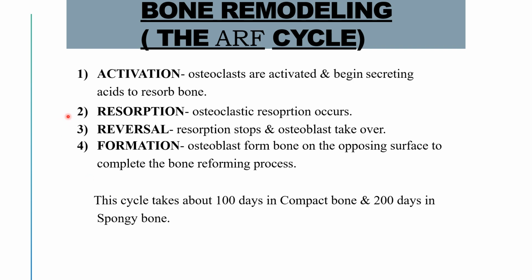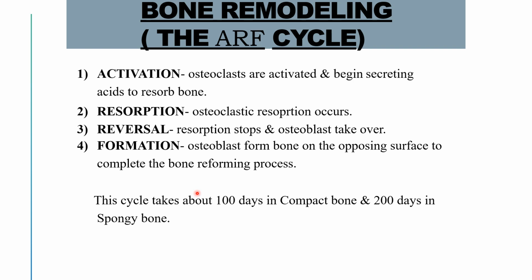So the ARF cycle of bone remodeling is: A is activation. Osteoclasts are activated and begin secreting acids to resorb bone. R is resorption and reversal. Resorption is when osteoclastic resorption occurs, and reversal is when resorption stops and osteoblasts take over. F is formation, where osteoblasts form bone on the opposing surface to complete the bone reforming process.